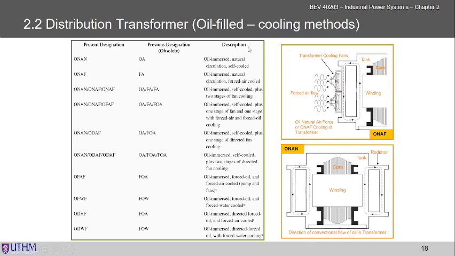Some transformers have more than one cooling system. For example, this one is only one, this one also only one, but if you look at this one, it has O-N, O-N-F, and O-N-F, so that means 2 stages of fan cooling. Another example here, you have O-N, O-D-F, and O-D-F. So you have 2 stages of directed fan cooling, because D is directed. This is how we read the cooling methods for the distribution transformer.